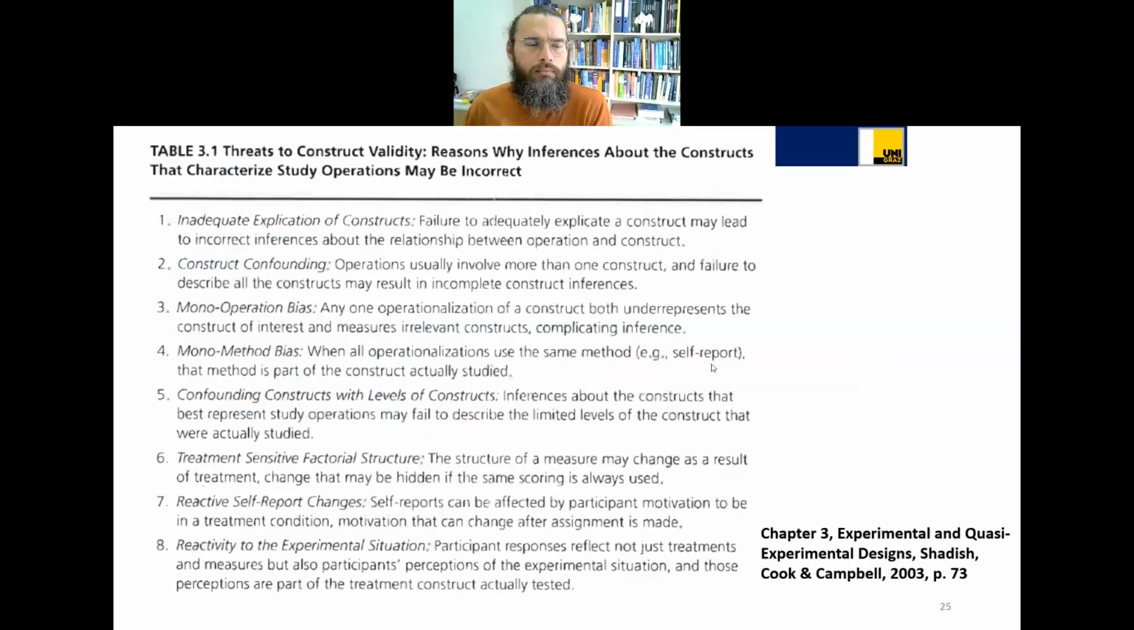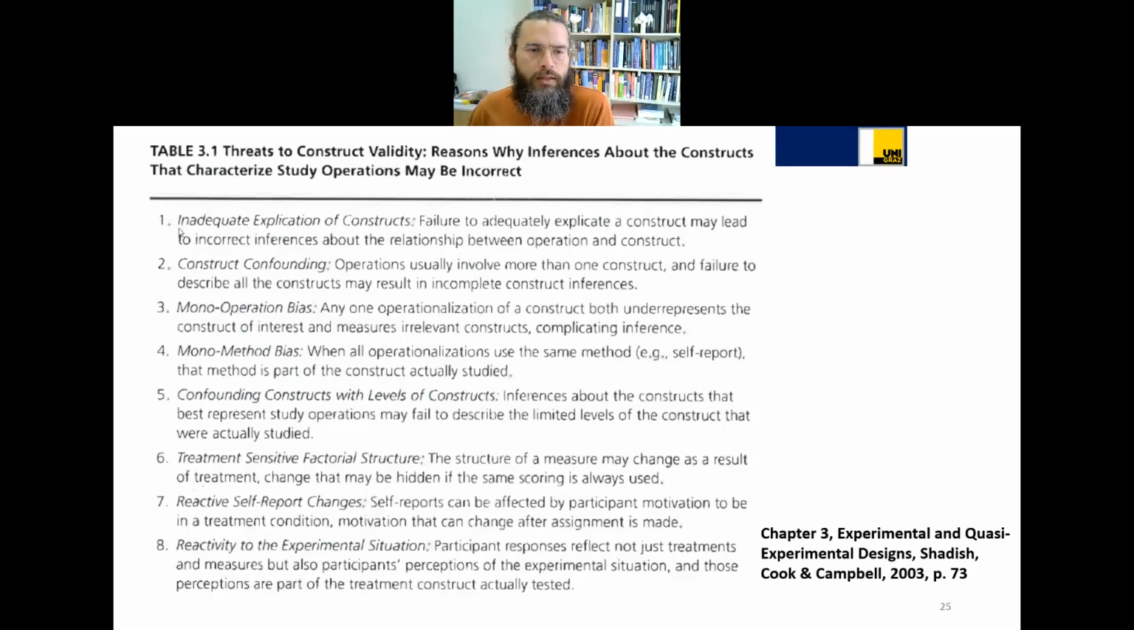All right. So here are some examples of threats to the so-called construct validity. What is construct validity? Construct validity is your ability to separate between different constructs, to know which region of the nomological space you are tapping in when you use specific variables in your design.